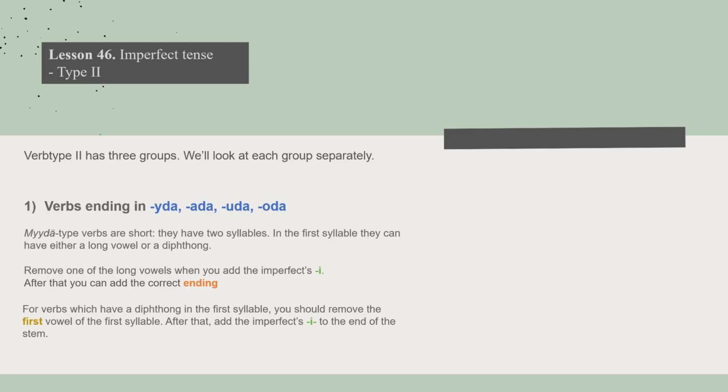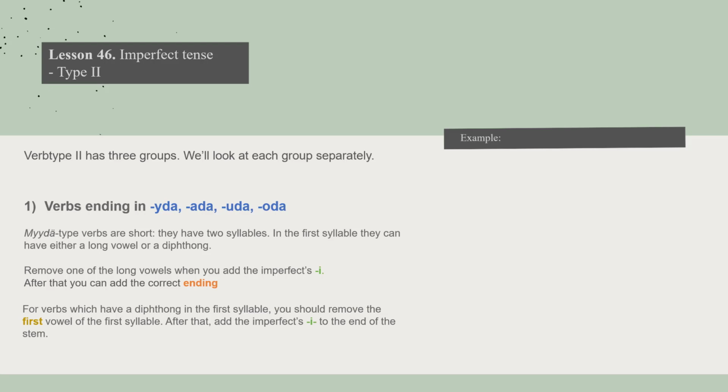For verbs which have a diphthong in the first syllable, you should remove the first vowel of the first syllable. After that, add the imperfect e to the end of the stem.